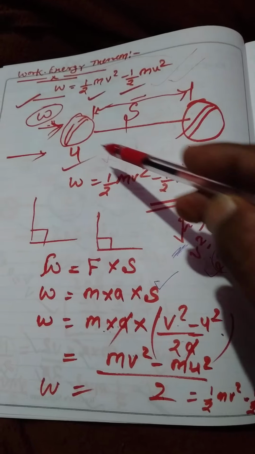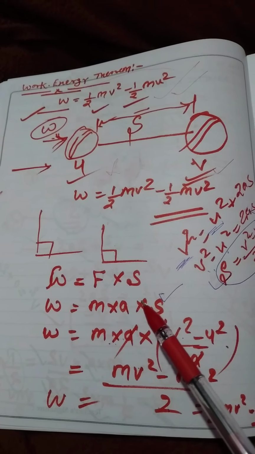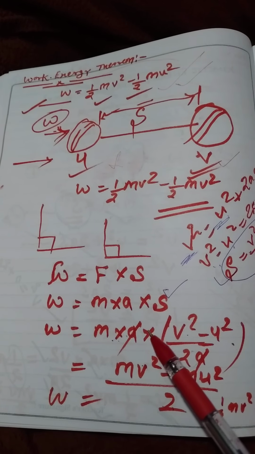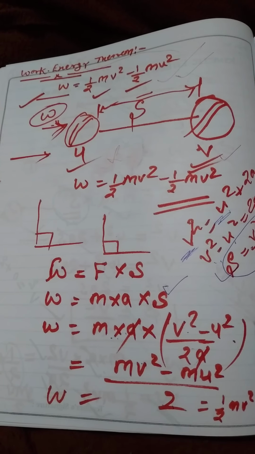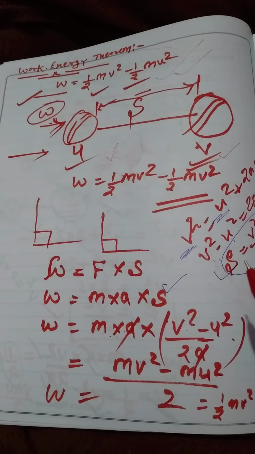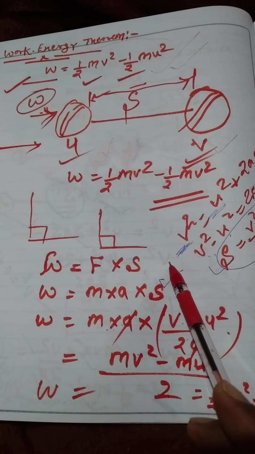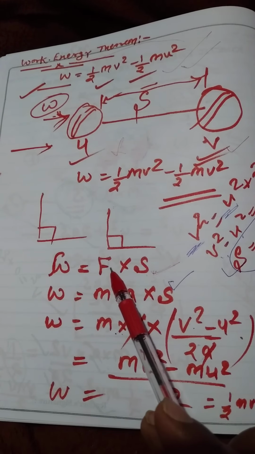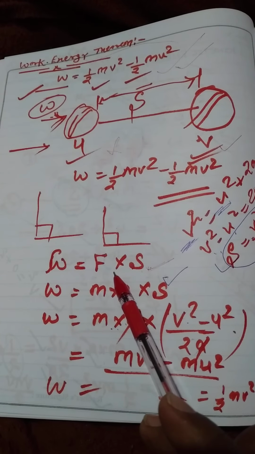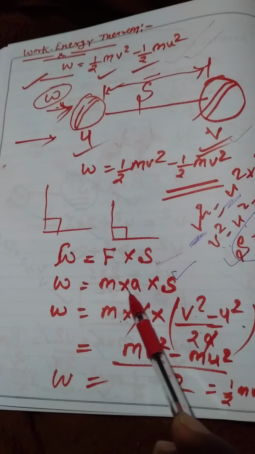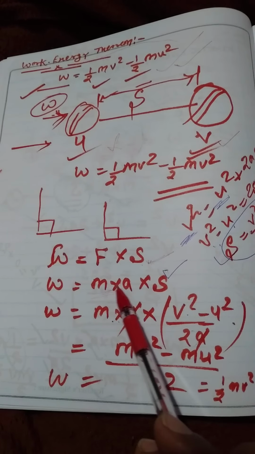Dear students, since we are applying a force on an object, we are doing work on the object because the object displaces its position and takes some displacement. So work done is equal to force into displacement. Here we know that force is equal to mass into acceleration. In the place of force we have written mass into acceleration.